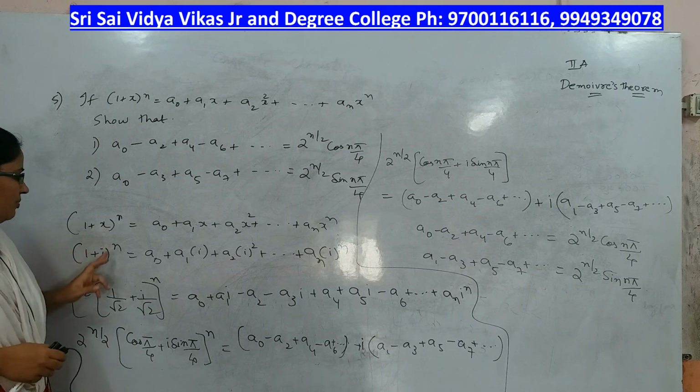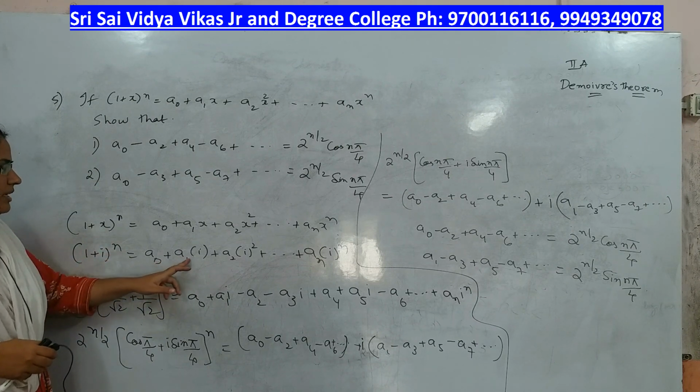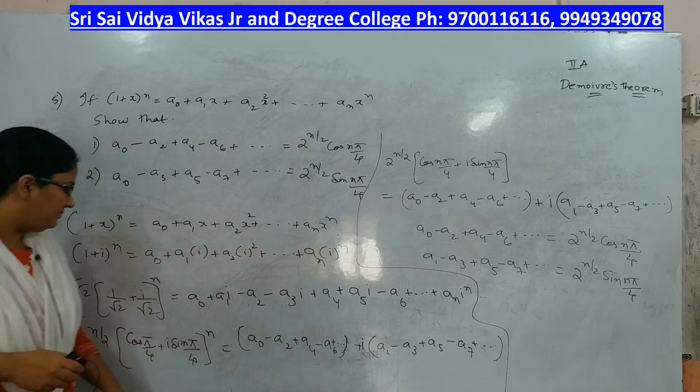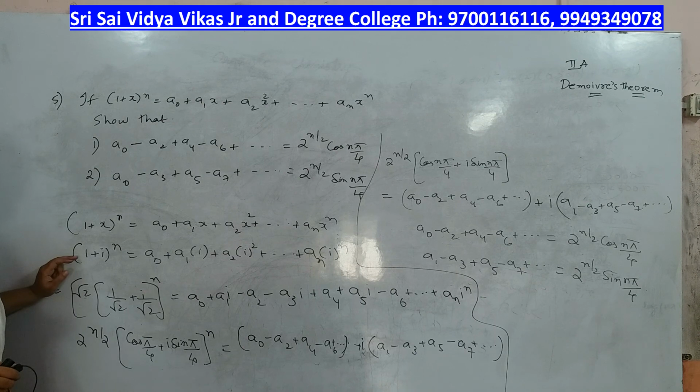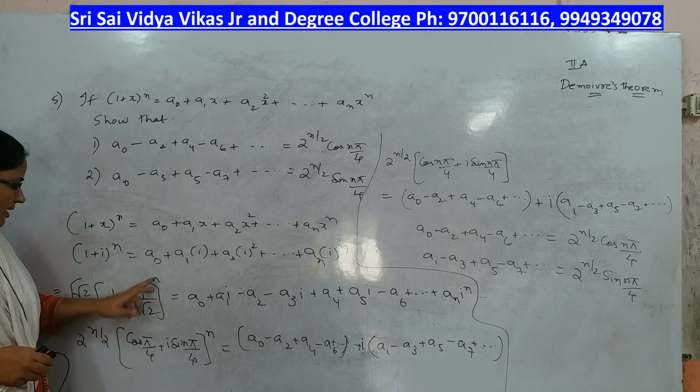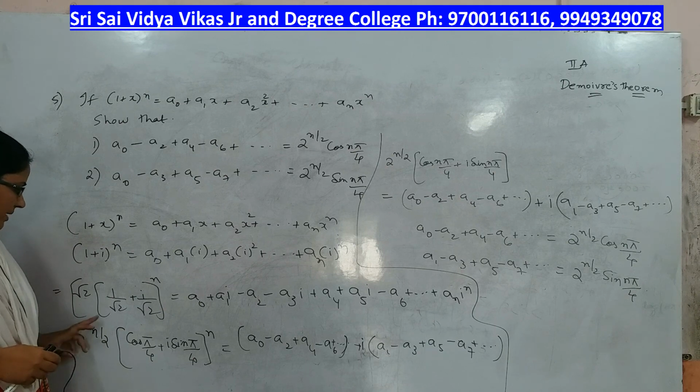In place of x you put i. (1 + i) whole power n is equal to a0 + a1 into i + a2 into i² and so on, an into i power n. Multiply and divide by root 2. Here you have root 2 into (1/√2 + i/√2) whole power n, 2 power n by 2.